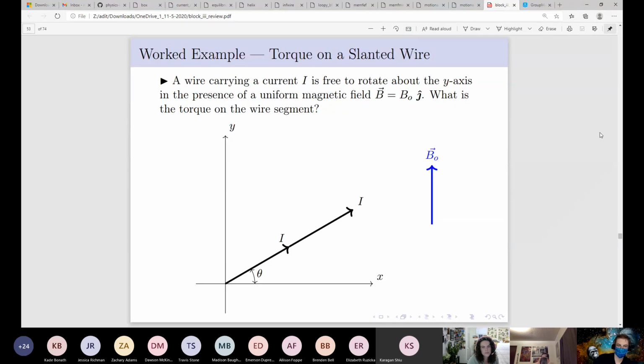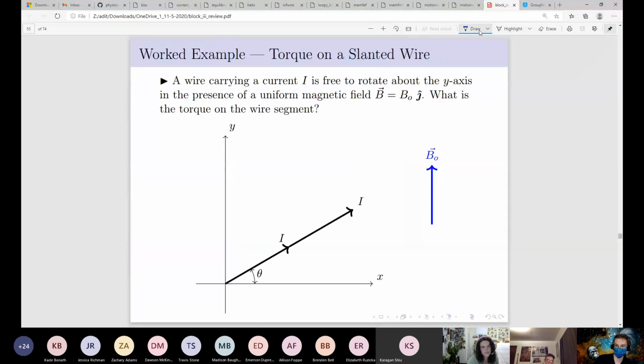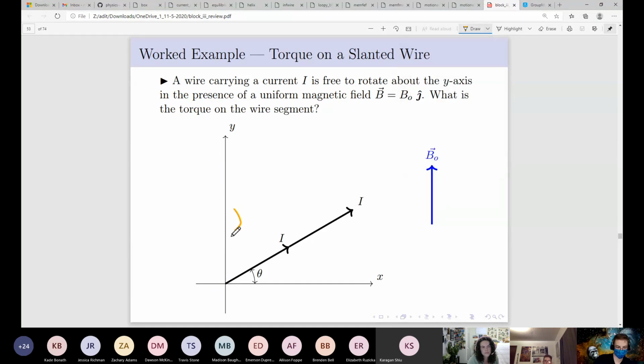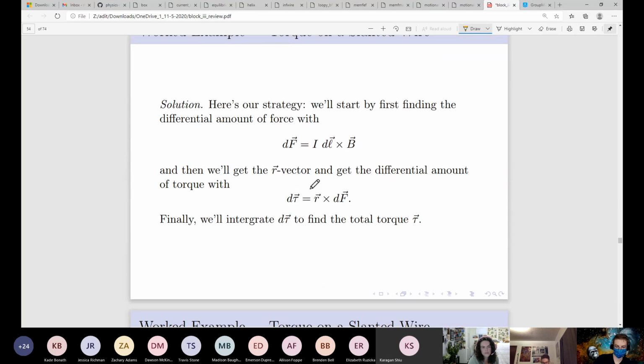So we have a wire carrying a current I, and it's free to rotate about the y-axis. It's free to rotate about this axis here. And there's a uniform magnetic field with magnitude B naught pointing in the j hat direction. We need to find the torque on this wire segment. All right, let's work out a strategy.